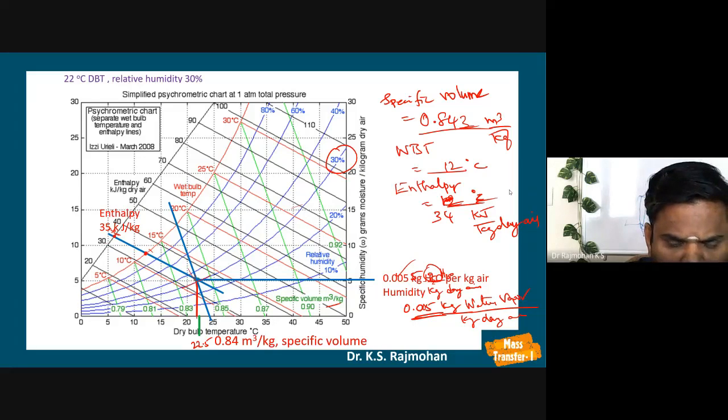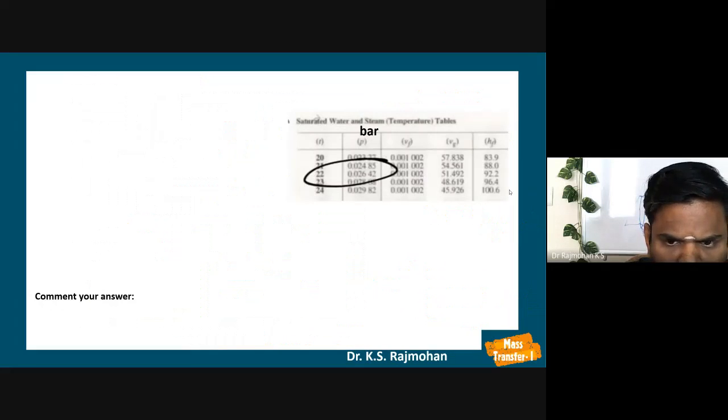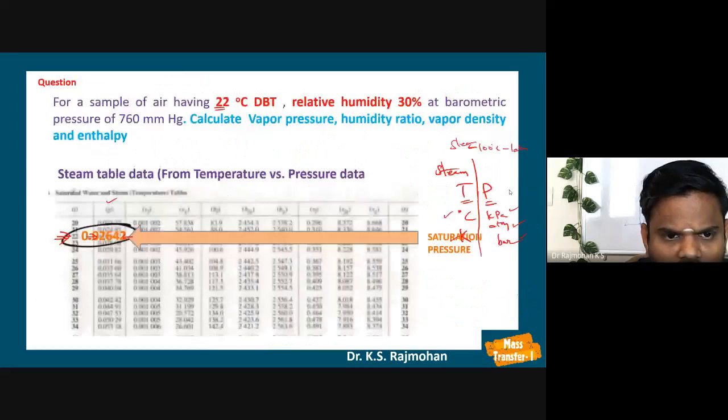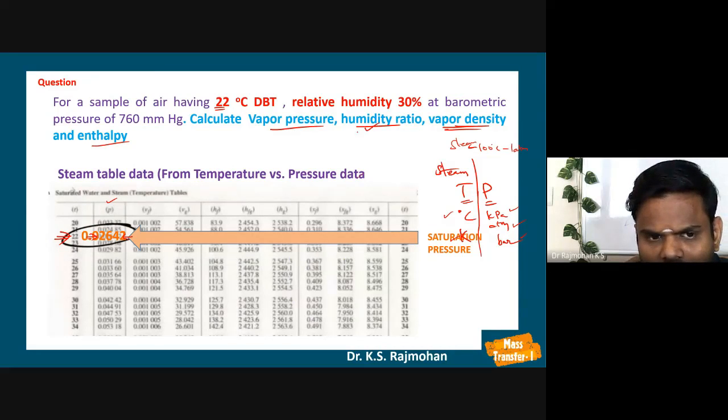Enthalpy is less than 35 kilojoules per kg. Okay, now what to do? We have to do the other parameters. So they asked us to determine what is the density, right? Go to the question. Vapor pressure, humidity ratio, vapor density. So to determine vapor density, we will do some calculations. This we have obtained. Enthalpy we have obtained. Okay, vapor pressure we will determine.